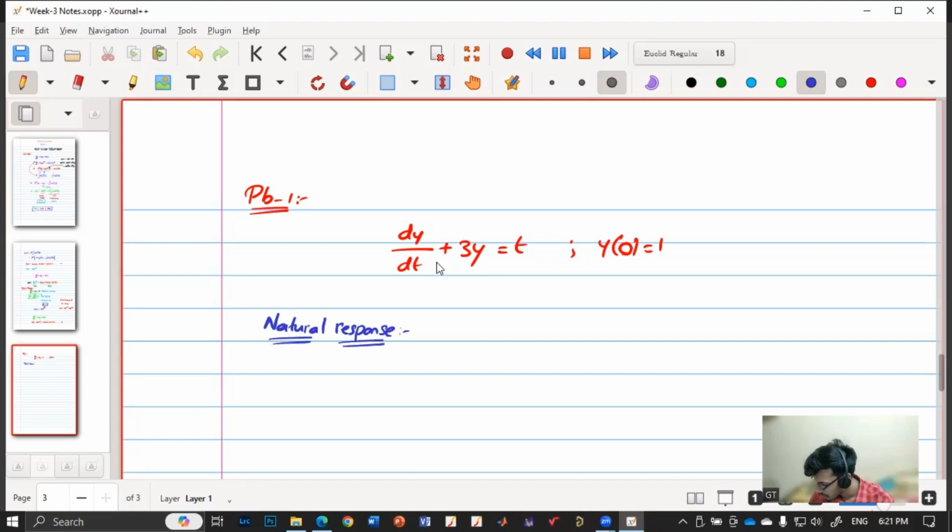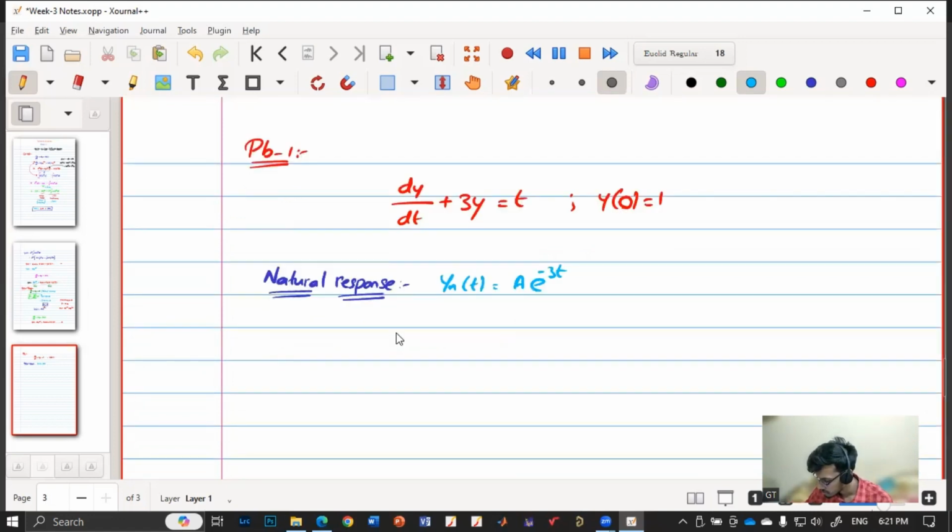Yes. So my natural response is yn of t is equals to some constant a or b, whatever, a into e to the power minus 3t. So this is my natural response. Now what will be my forced response? Sir, first mode. Yeah, take y equal to t. Sir, k1t plus taking k2. k1t plus k2. Yeah, you are right.